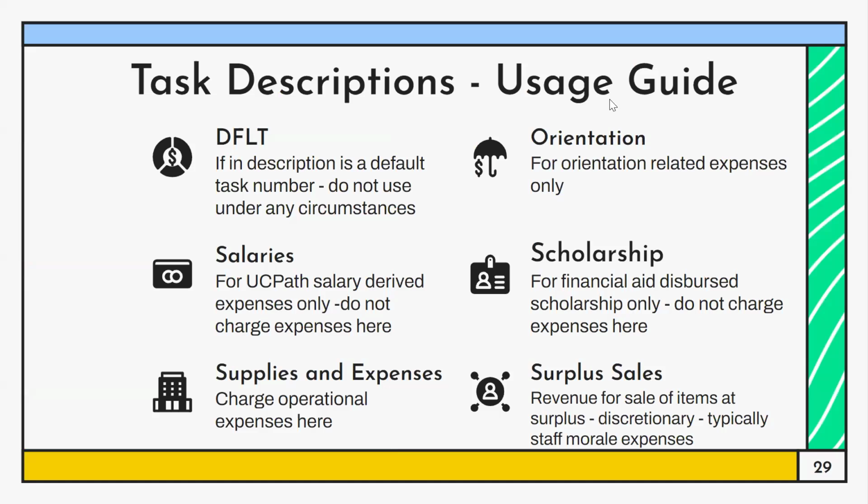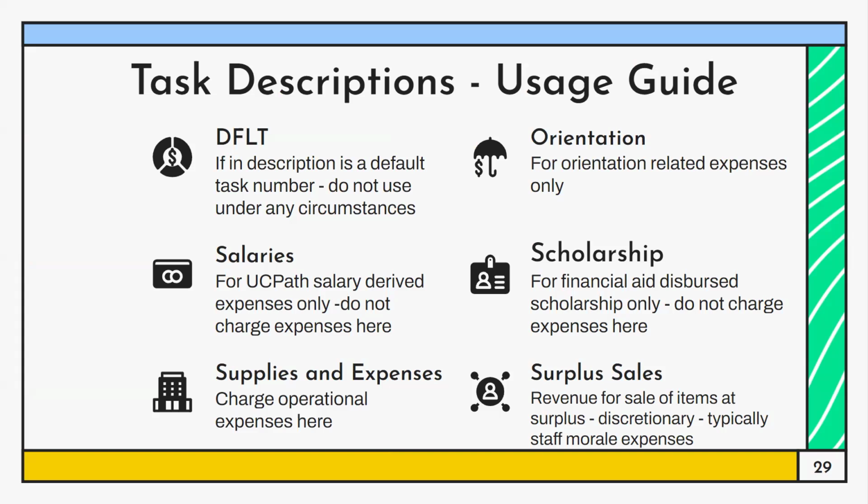So going into some task descriptions and how you should be using different COAs with different task descriptions. Here are our major ones. If you have a COA that has a task description with a DFLT, then this is a default task number, and it's a default COA.